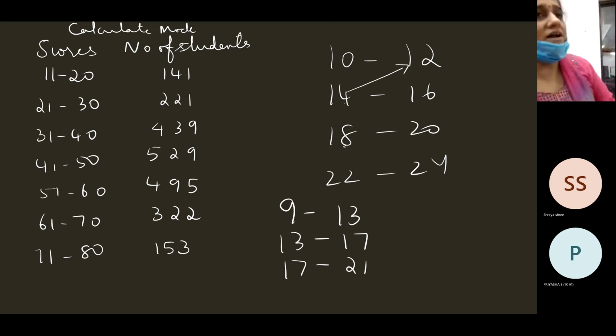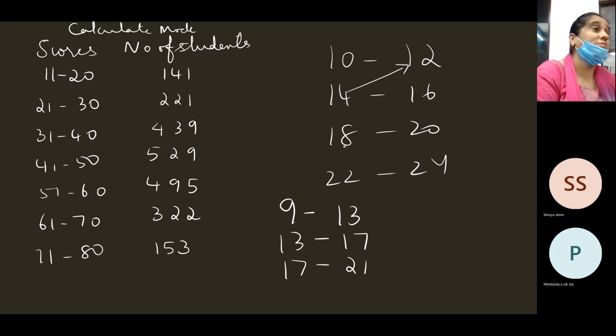Should we make the class intervals continuous to find mean, median and mode? Yes. When the class intervals are not continuous, it's okay for mean. For mean you don't have to make it continuous. But for median and mode, you have to make the class intervals continuous. Repeat.